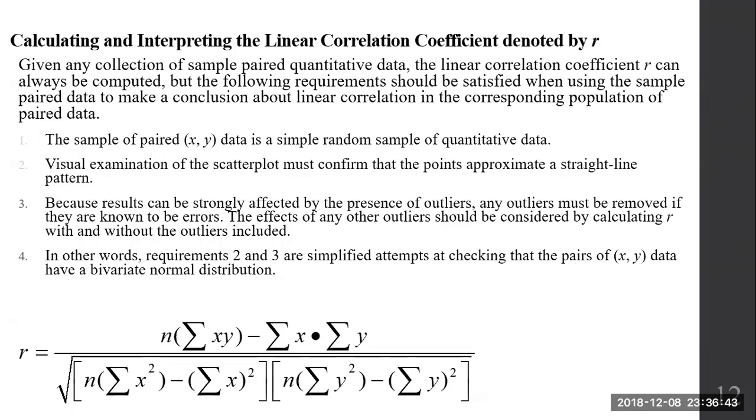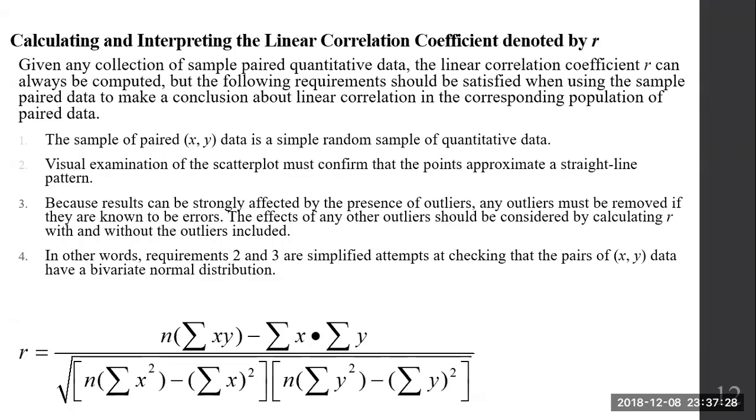Number three, because results can be strongly affected by the presence of outliers, any outliers must be removed if they are known to be errors. The effect of any other outliers should be considered by calculating R with and without the outliers included. So the outlier can really give us a wrong conclusion here. In other words, requirements 2 and 3 are simple attempts at checking that the pairs of x, y data have a bivariate normal distribution.